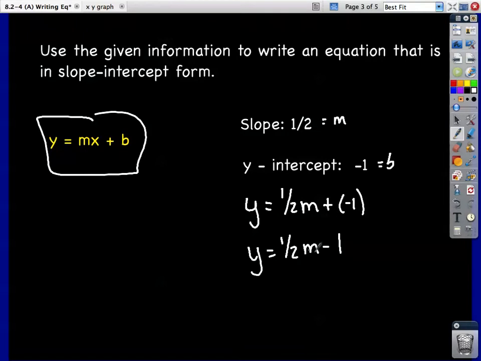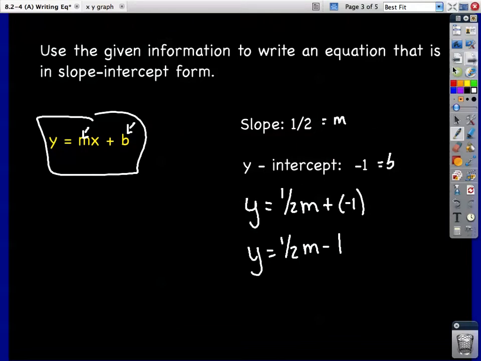This right here and this right here mean the same thing. A plus and a negative is the same thing as a subtraction. So that's all you've got to do. You've got to simply take the slope, put it in the place of m, take the y-intercept, put it in the place of b. Those types of problems that you're going to be asked to do are quite easy.